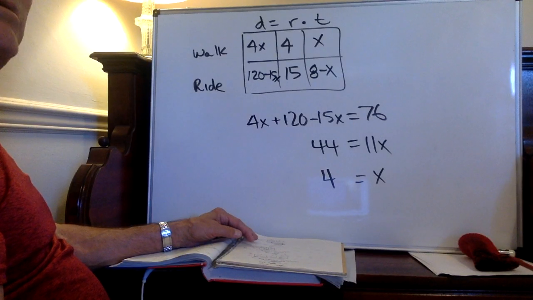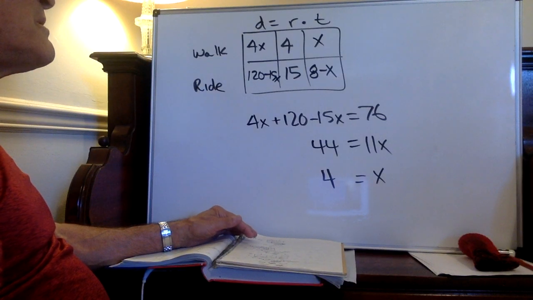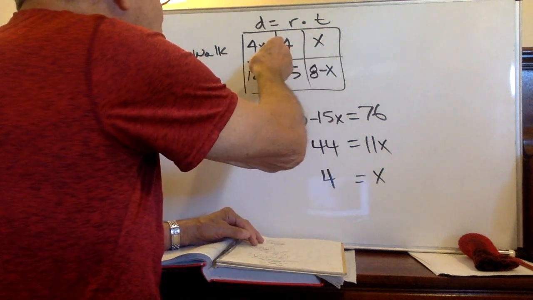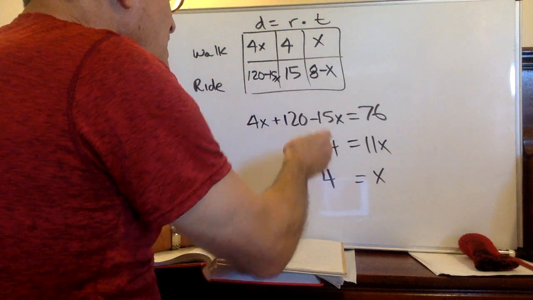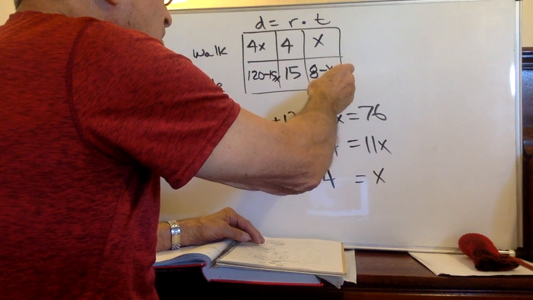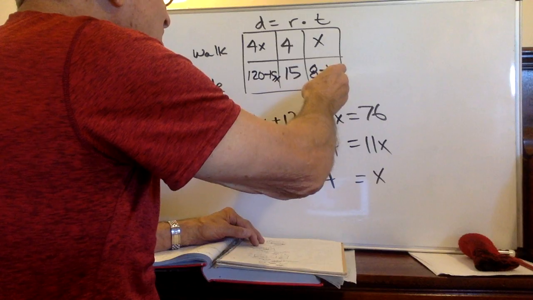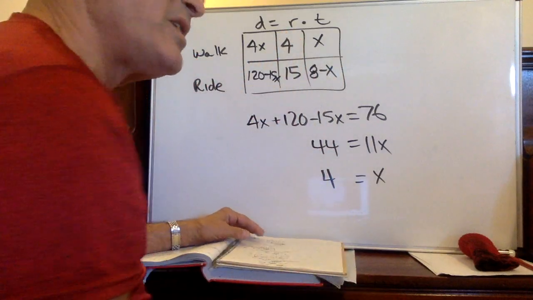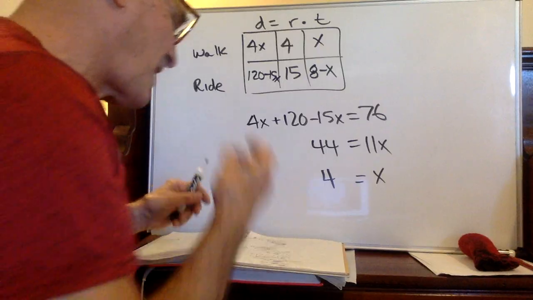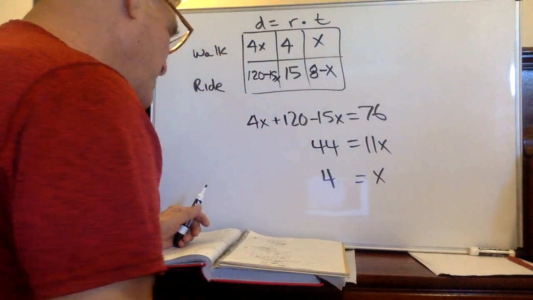Does that work out? Well, if I walk for 4 hours, 4 times 4 is 16. 15 times 8 minus 4, 15 times 4 is 60. 60 plus 16 is 76. He's gone a total of 76 miles. Okay? Number 1.